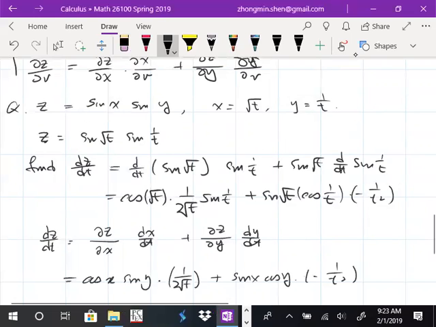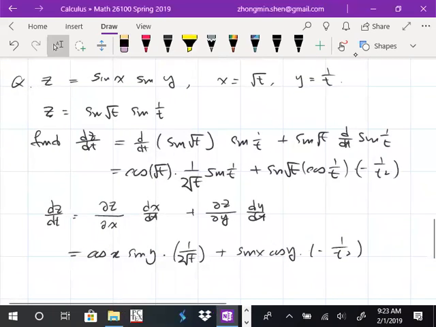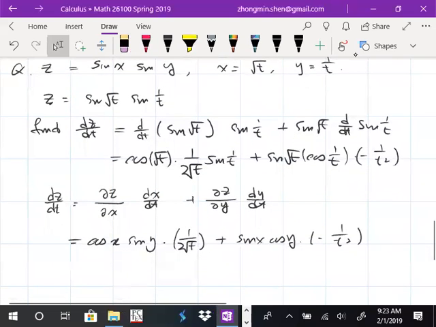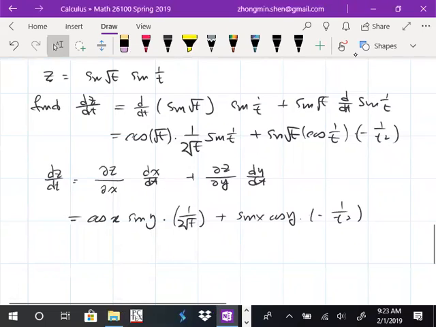So if we compare both sides, you get the exact same result. Just replace x by square root t and y by 1 over t. Okay, so next problem.